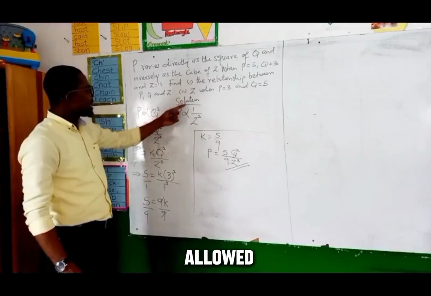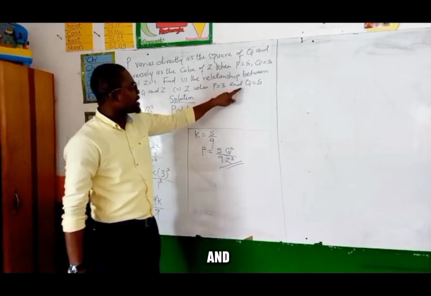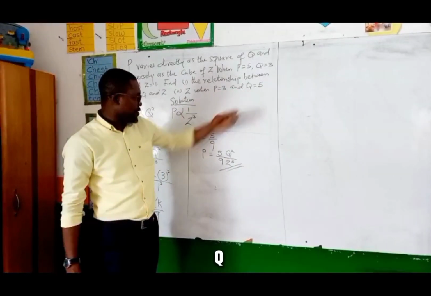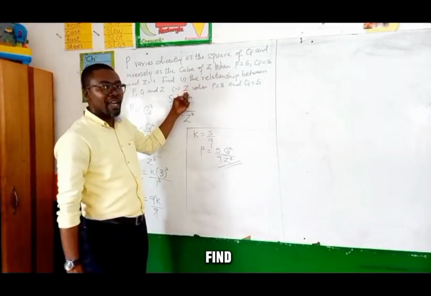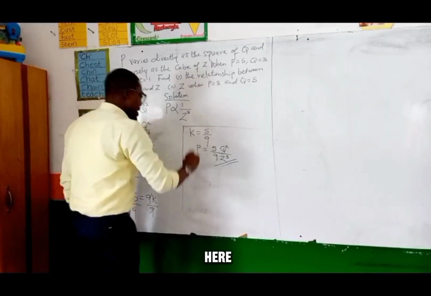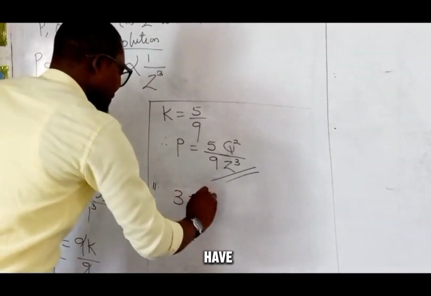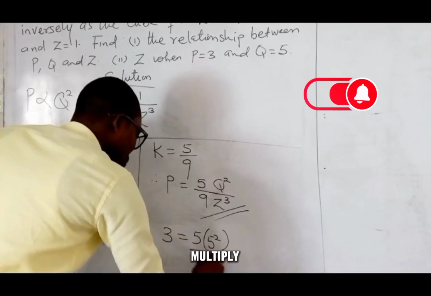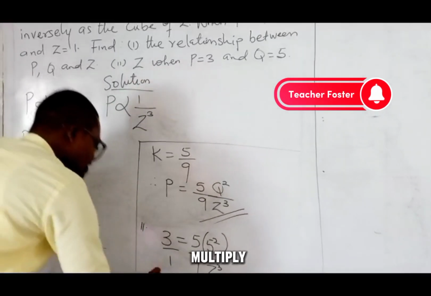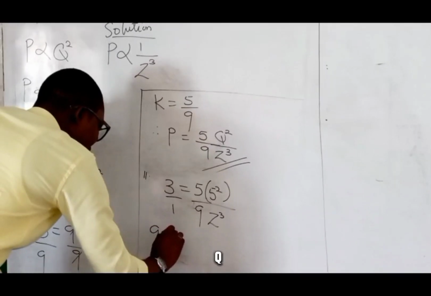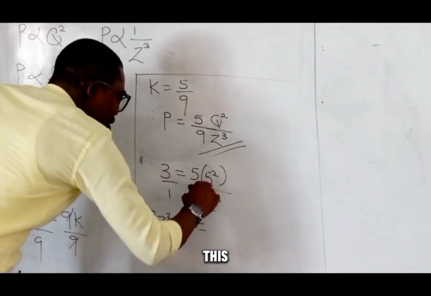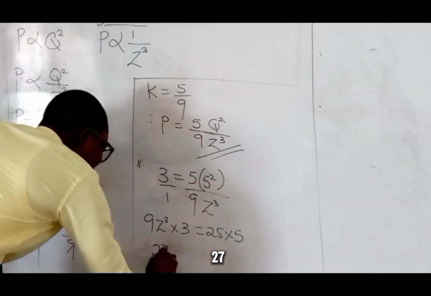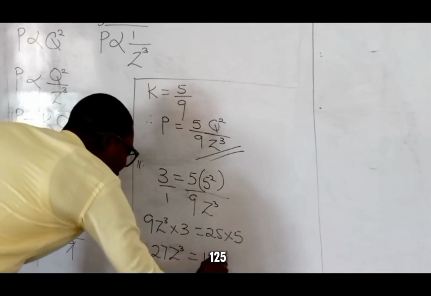Now the second part, we have to find the value of Z when P is equal to 3 and Q is equal to 5. We have been able to establish this relationship, so all I have to do is to substitute the values of P and Q into this equation, and that will help me find the value of Z. So my P from here is equal to 3. I have 5 times my Q, given as 5, which is 5 squared, over 9 multiplied by my Z cubed. So I'll cross multiply. This should give me 9Z cubed times 3, which is 27Z cubed, is equal to 5 times 5 squared, which is 25 times 5, and this should give me 125.